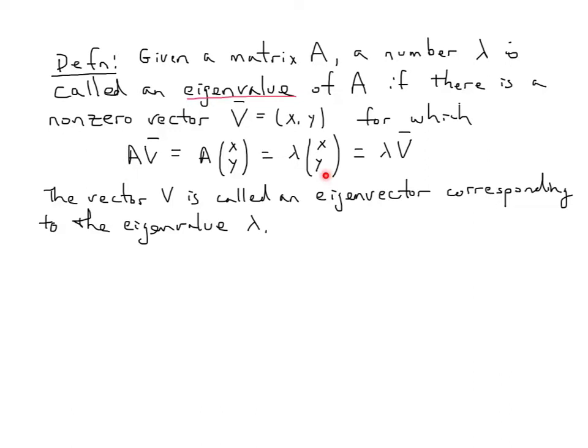And this is saying that if I multiply some vector by the matrix A, all I end up doing is stretching it. Lambda is a constant, and lambda times V will be a vector in the same direction as V. But if lambda is bigger than 1, it is going to be longer than V, and if it's smaller than 1, it'll be shorter than V, and if lambda is negative, it will be in the opposite direction of V. The vector V is called an eigenvector corresponding to the eigenvalue lambda.